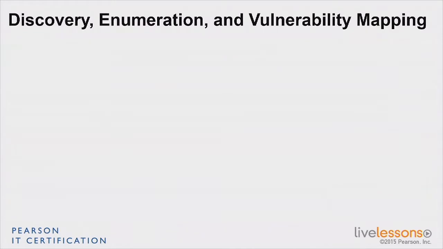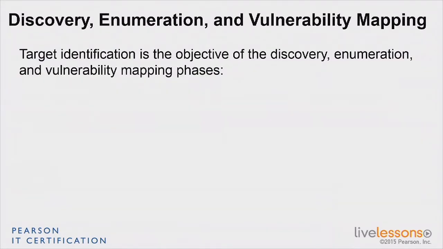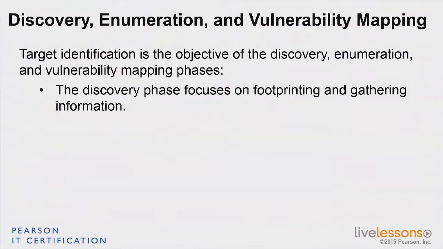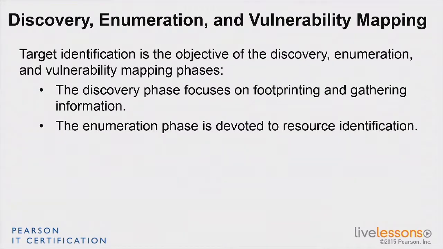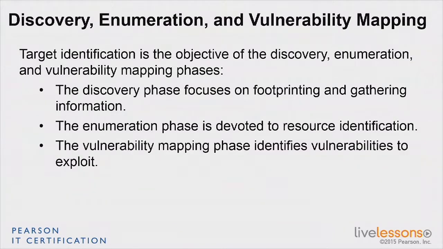In the discovery, enumeration, and vulnerability mapping phases, we're going to be focusing first on the footprinting and gathering information. That's what's happening during our initial discovery. In our enumeration phase, we are identifying the resources. In the vulnerability mapping phase, we're identifying the vulnerabilities to be exploited.